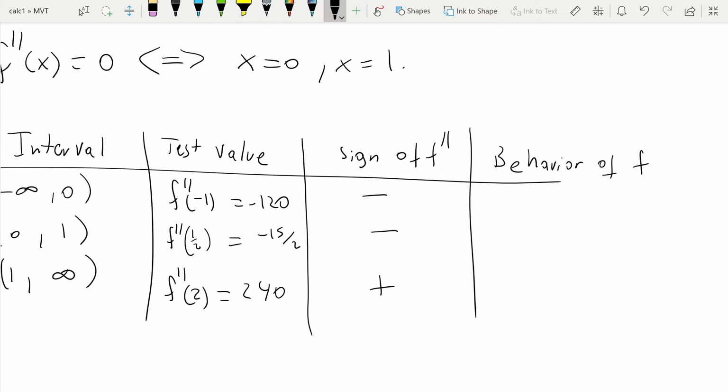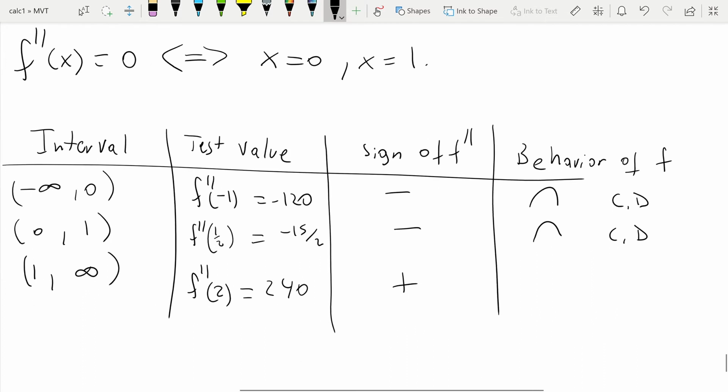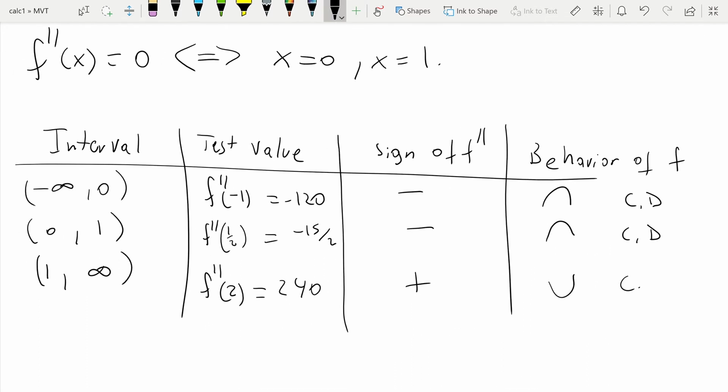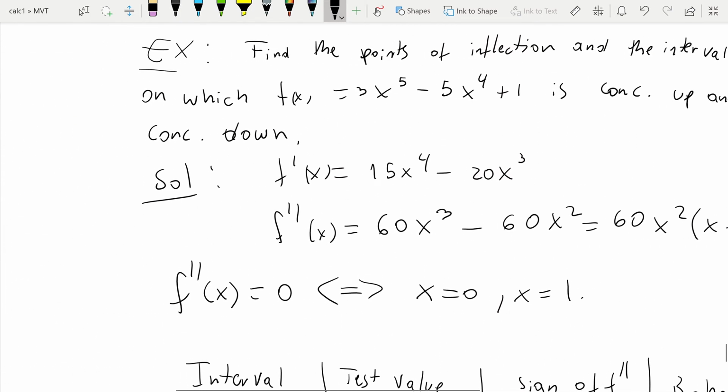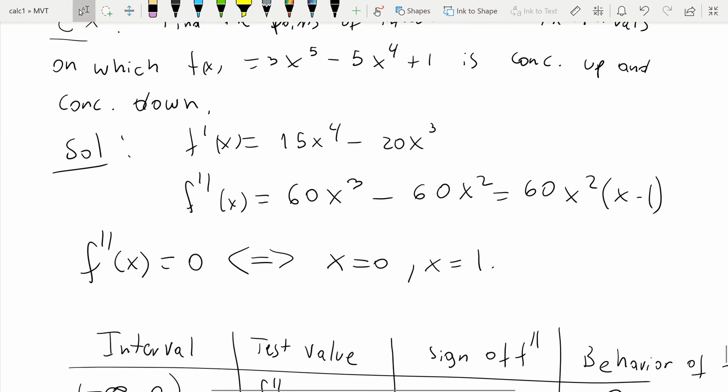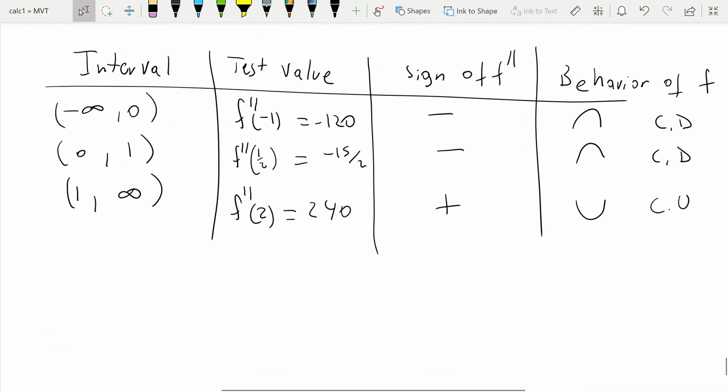Where the sign of f double prime is negative, it means that the function is concave down. So between minus infinity and 0 it is concave down, and between 0 and 1 it is concave down as well. After 1, the function becomes concave up. This is enough to classify and give the inflection points of this function. So there are only two candidates, x equals 0 and x equals 1.